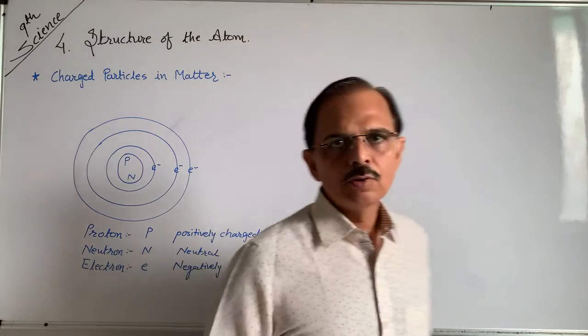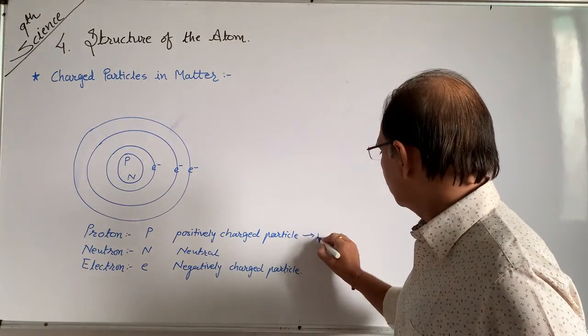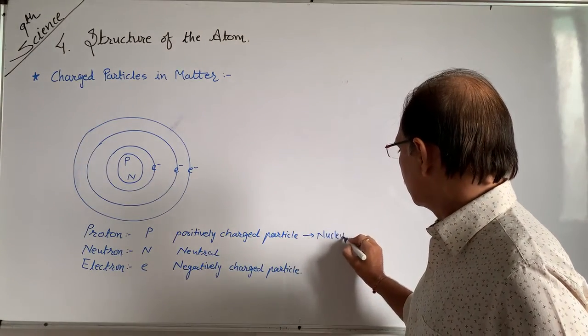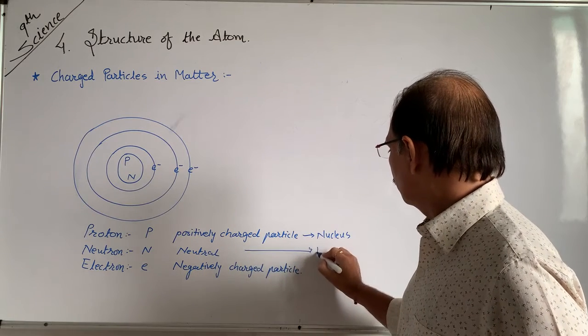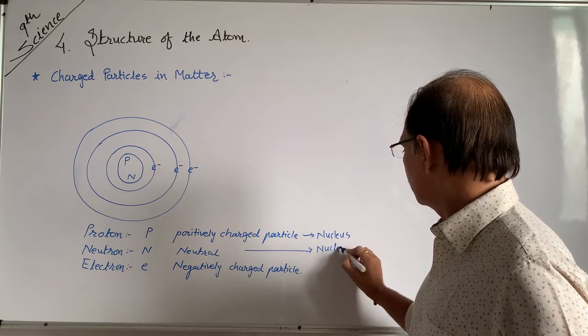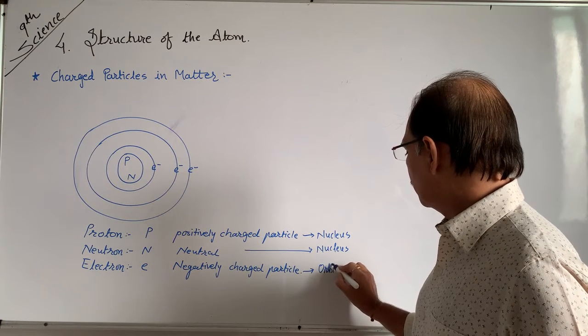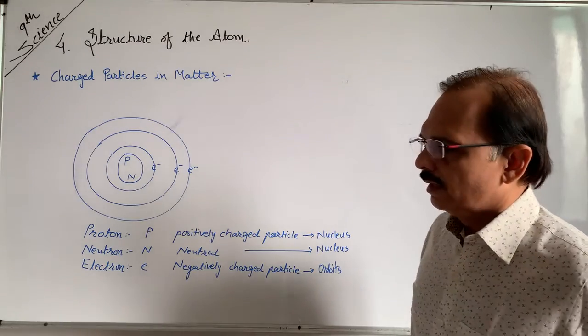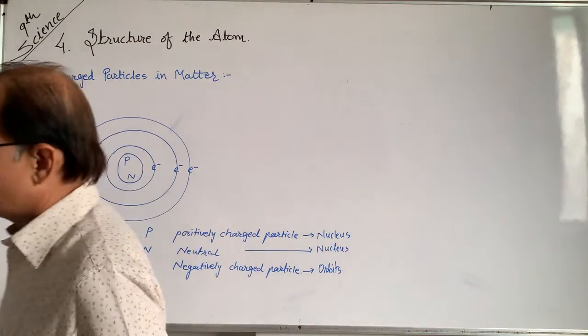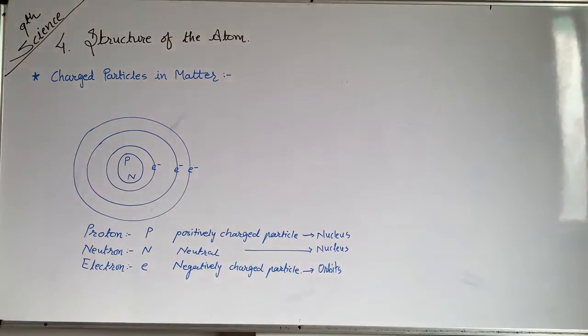The positively charged particle, proton, is found in the nucleus. The neutral neutron is also found in the nucleus. And the negatively charged particles, electrons, are found in different orbits. This is the basic structure of the atom, or charged particles in matter. Matter is made up of atoms, and an atom possesses mainly 3 charged particles. Now let us start the structure of the atom.